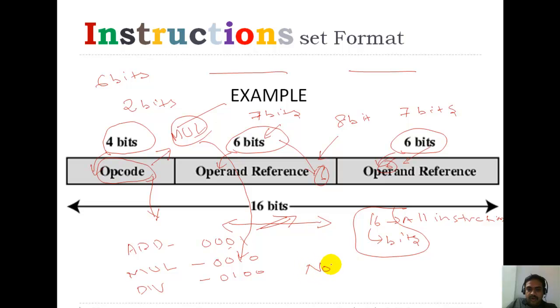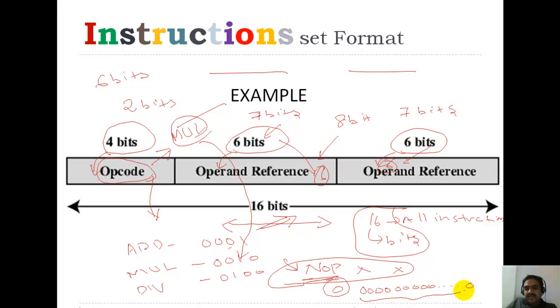For example, even if I use a no op where there is no operand 1 or operand 2, the entire 16 bits will be used for representing no op. For example, for no op, let's say the opcode is the binary representation of 0. Okay, it's enough if I use just a 1-bit field to represent no op. But since here the length of the instruction set is fixed, what will happen is no op will be represented as 0, 0, 0, 0, 0, 0, 0, 0, 0... So this will be 16 zeros. We are unnecessarily wasting space or memory.